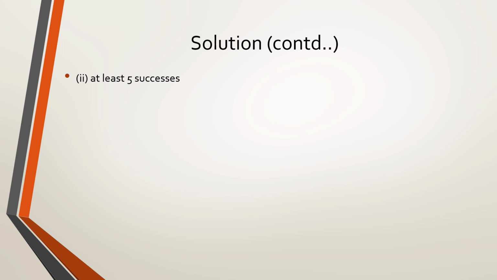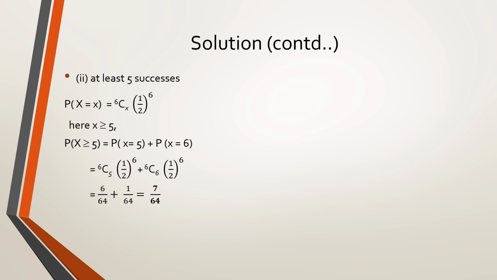Second one asks for at least 5 successes. What does that mean? X can be more than or equal to 5. That means x is greater than or equal to 5. Okay, so x can be 5 or x can be 6. So we have to add the two probabilities of 5 successes and 6 successes. Substitute the formula with x value 5 and 6. So you get the answer as 7 by 64.